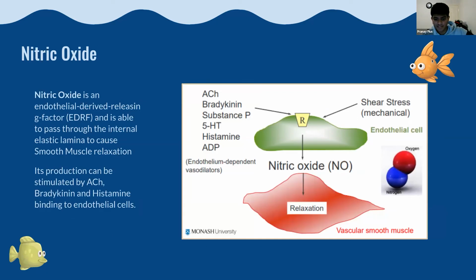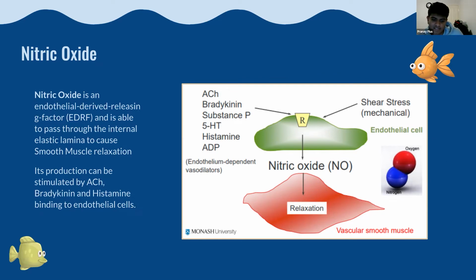Okay, so this is going to be the major focus of the lecture, I believe. So nitric oxide, and how it works as a vasodilator. It is an endothelial-derived releasing factor, called an EDRF for short. Basically, it is able to pass through the internal elastic lamina through those holes that I previously mentioned, and it acts to cause smooth muscle relaxation.